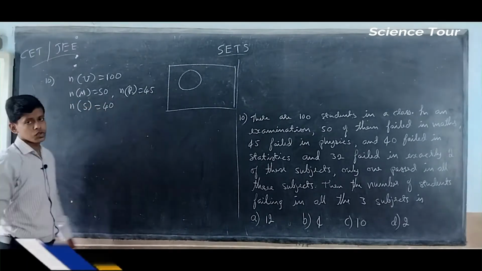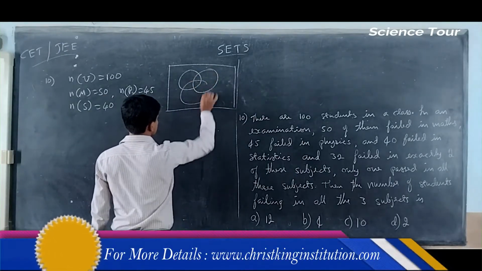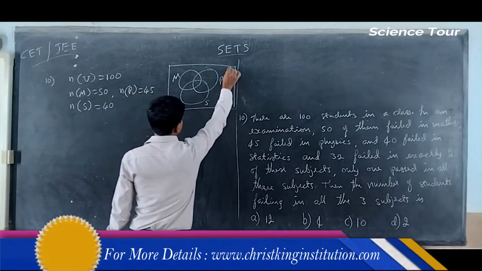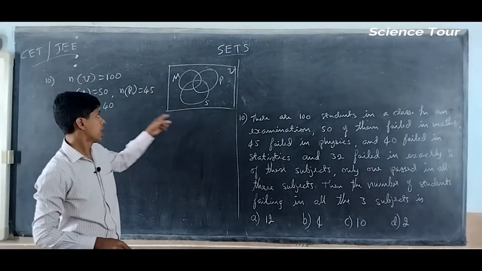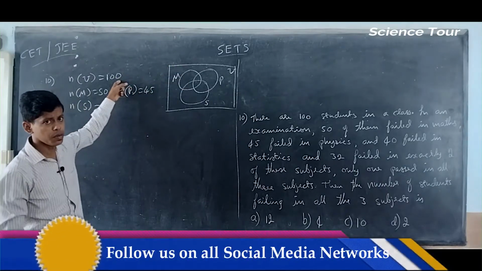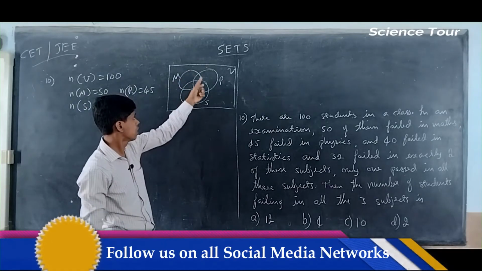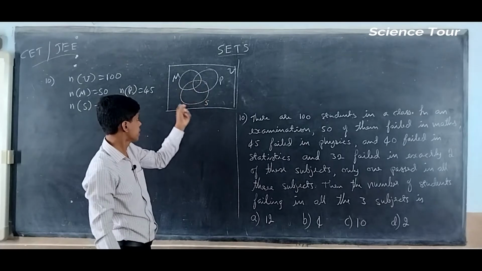Well, this is the situation that we have. So we have totally 3 circles. We have maths, physics and stat, and then you have the universal set. So the universal rectangle has totally 100 people, and 50 in this circle, here 45 and here 40.